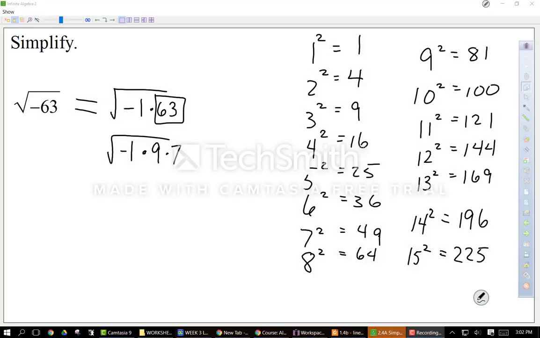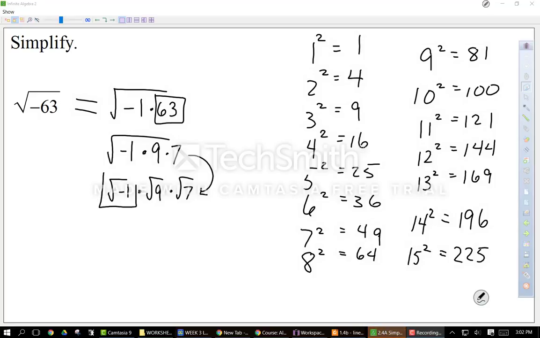And 9 is the biggest perfect square that can go into 63. So what happens is I have the square root of negative 1, the square root of 9, and the square root of 7 all being multiplied together. I can break up square roots this way. Again, we'll get to why we can do that later on, but for right now, this is okay to write it. Now I look at each individual term.